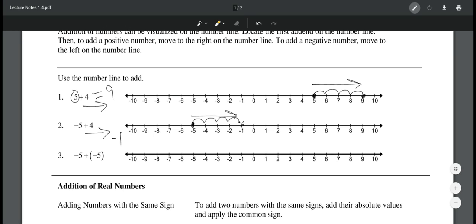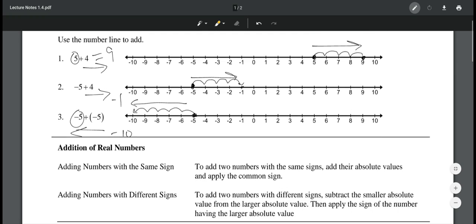When you add two negative numbers together, you locate the first one. But since you're adding a negative number, you're going to move to the left this time. So 1, 2, 3, 4, 5. My outcome is negative 10 because that's where we ended. And we moved to the left because we were adding negative 5.